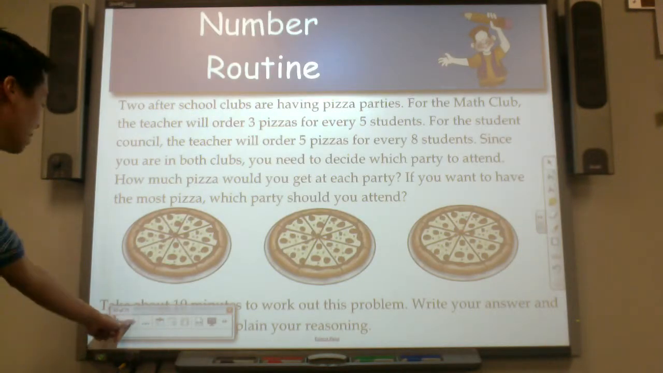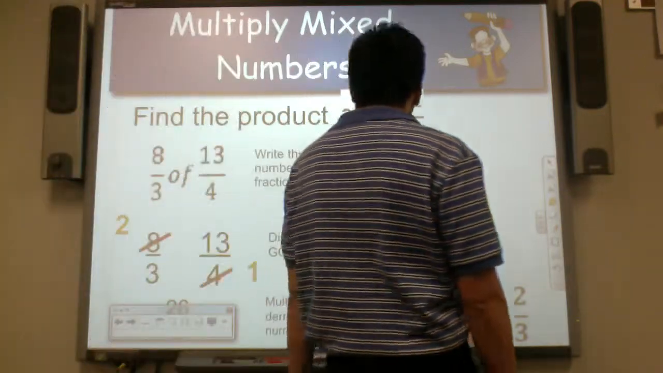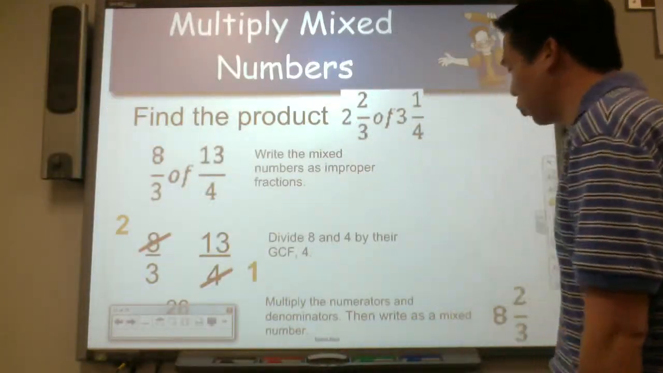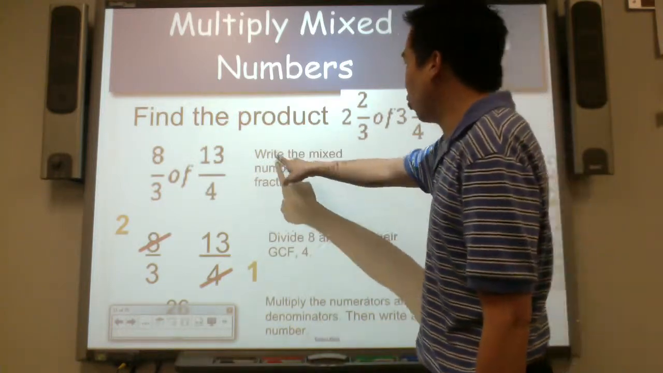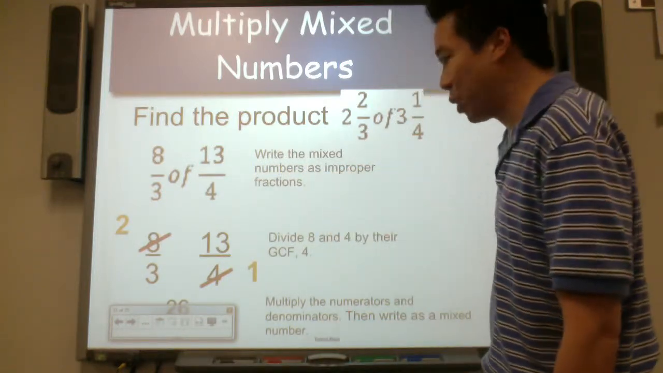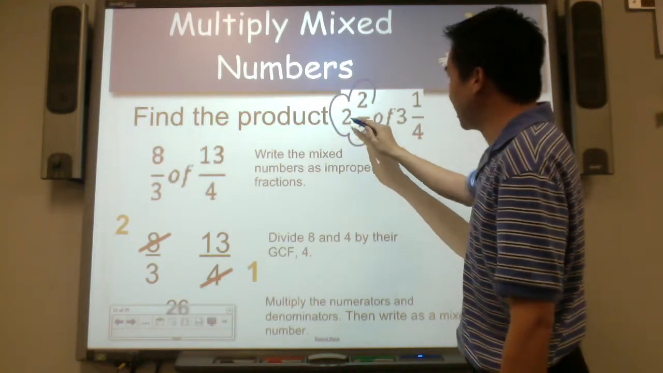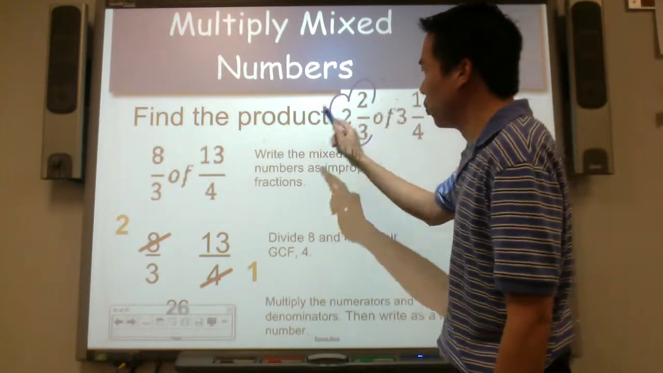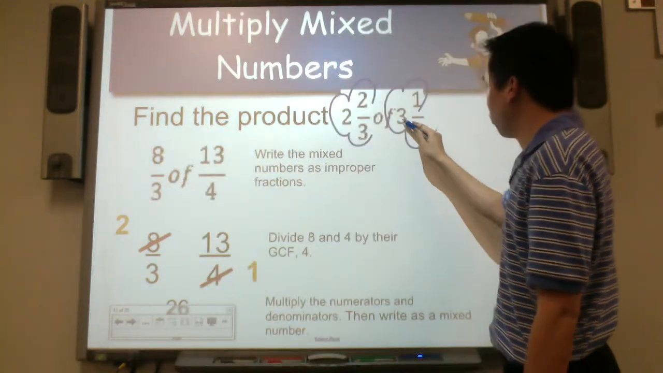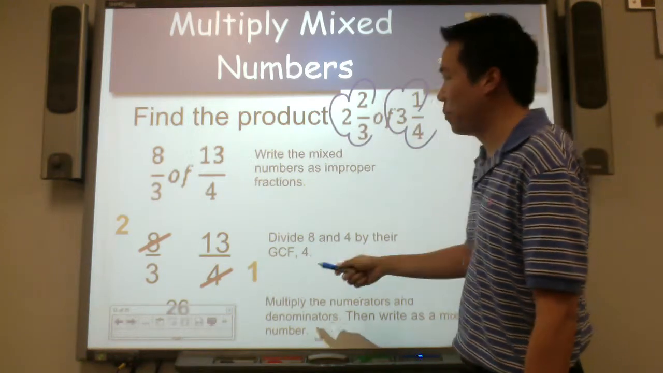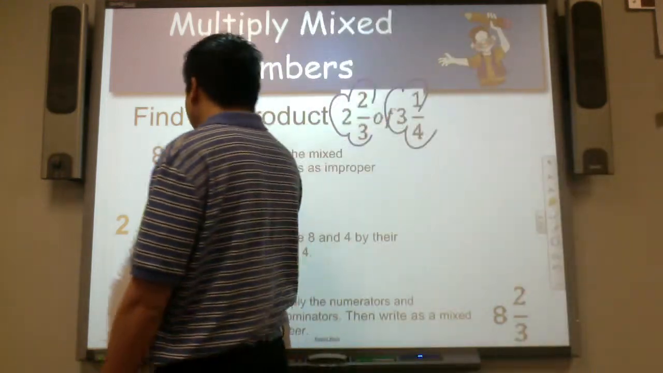So let's go to this question. Find the product of 2 2/3 of 3 1/4. Remember, the word of means multiply. So write the mixed numbers as improper fractions. In case you forgot how to do it, 3 times 2 is 6, 2 more is 8/3. 4 times 3 is 12, plus 1 more is 13/4. And then you multiply across.